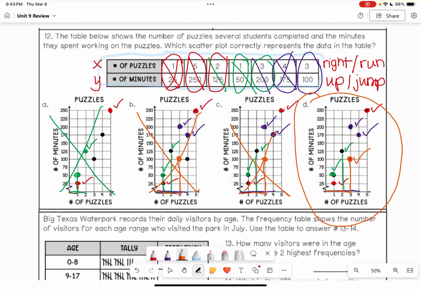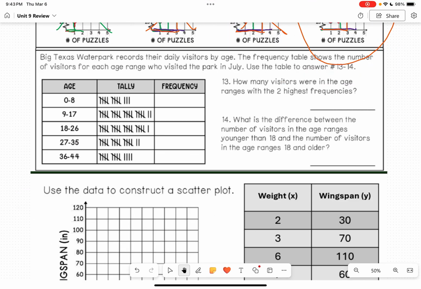Okay, so this is how you do problems like this. Yes, it takes a long time, but if you count every single data point and you check it to see if it's placed correctly, you should always get the right answer. Okay? All right, next one.